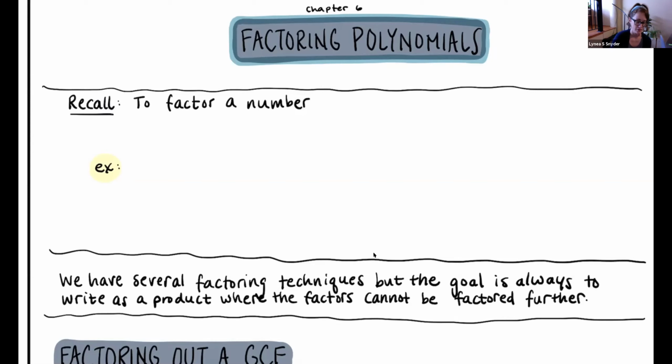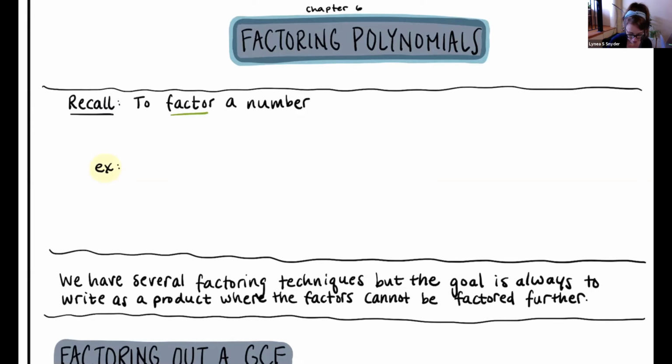So chapter 6 is essentially the opposite of chapter 5. We're going to go backwards. Instead of multiplying out polynomials, we're going to basically kind of divide them, not really divide them, but write them as a product instead of taking a product and expanding it outward. The word that we use for that is factor. So I just want to remind you what factor means.